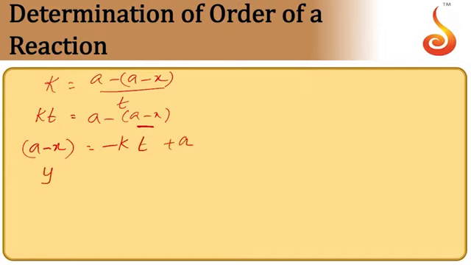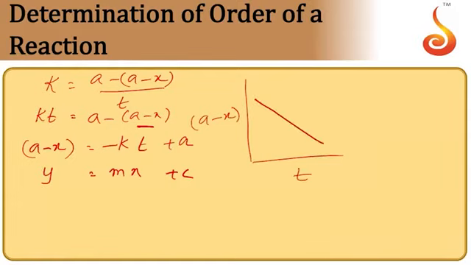We take this as y is equal to mx plus c. When you plot the graph here, on this axis it is a minus x, and on this axis it is time t. We get a graph of this type, and slope of this graph is equal to minus k. So when you are plotting a graph for a minus x and time t, if you get a straight line having a negative slope, then that can be said to be a zero order reaction.